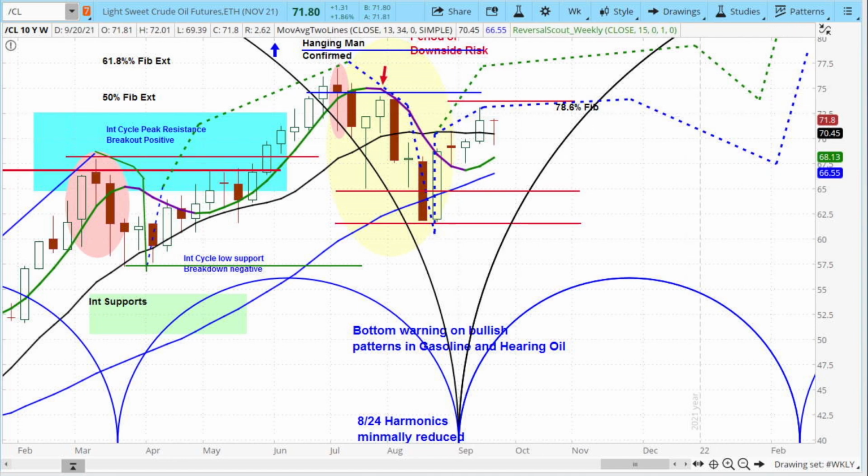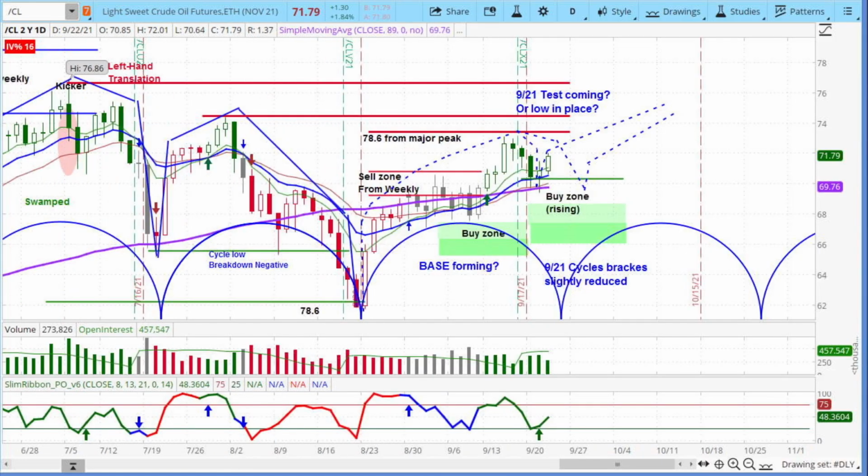You'll see here our momentum indicator right there, which is the askSlim Reversal Scout. And that's what we use on some of our charts. I like to use the Slim Ribbon on a lot of the charts also, which I use on the daily chart, because the Slim Ribbon PO on the daily and the Slim Ribbon are just fantastic.